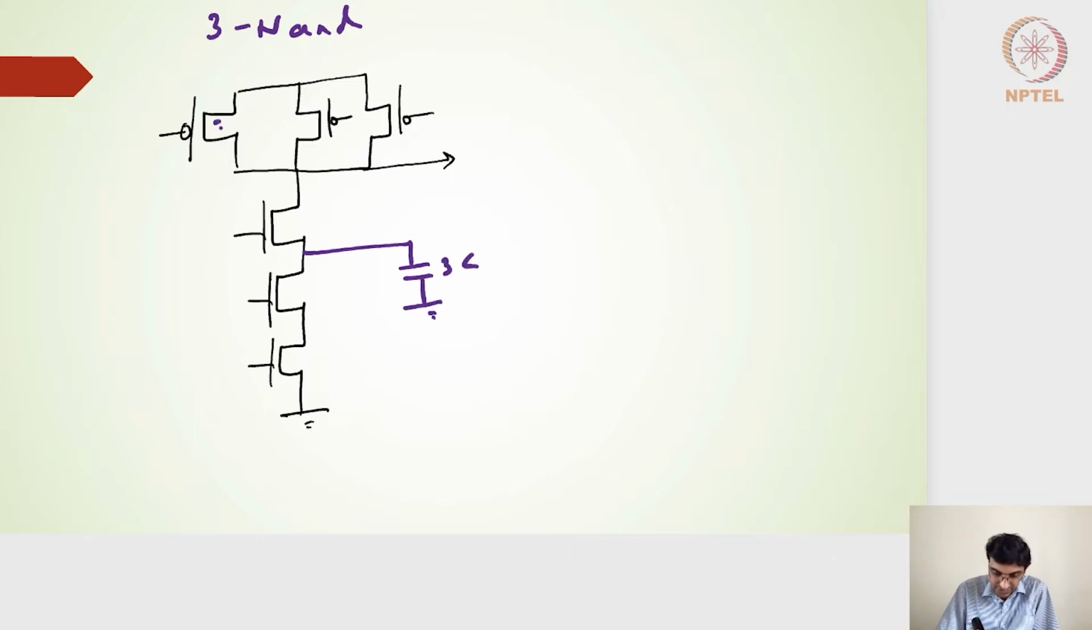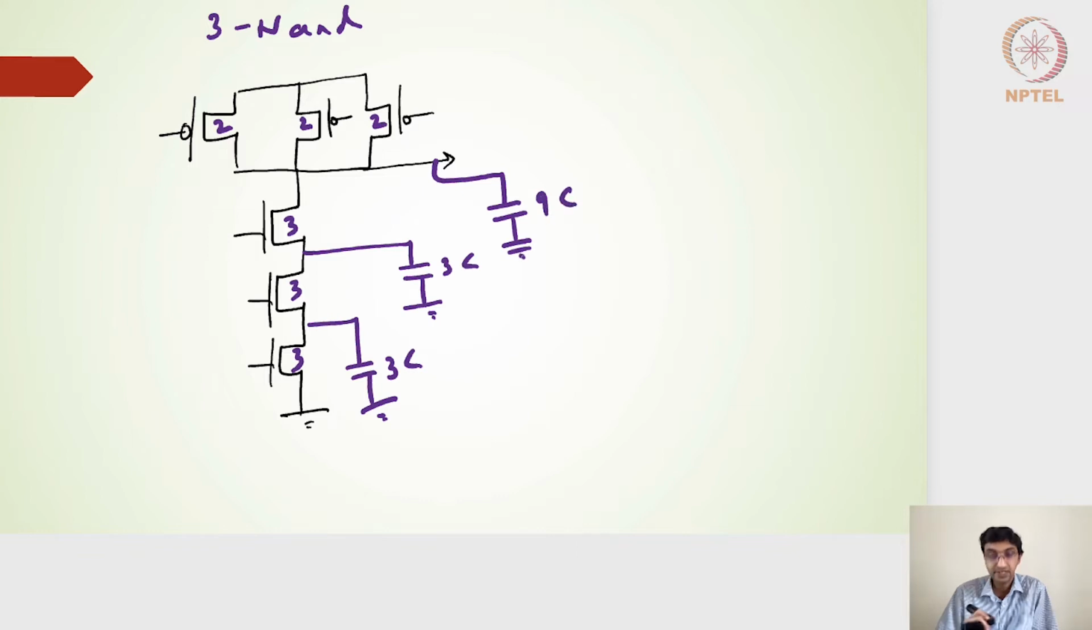So assuming that the sizes are 2, 2 and 2 here and then 3 here, we get the diffusion capacitances of 3C. Right, and then finally the output node capacitance is 2 plus 2 plus 2 plus 3, which is nothing but the 9C capacitance. So this is ground. Right, so this is what we had used, and then using the switching resistance for each of these transistors, we got the propagation delay falling to be nothing but 12 RC.